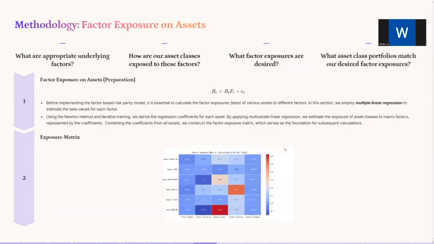And then before implementing the factor-based risk parity model, we should calculate the factor exposure matrix. We employ multiple linear regression to estimate the beta value for each factor. And combining the coefficients from all assets, we construct the factor exposure matrix, as you can see in the picture, which serves as a foundation for subsequent calculations.